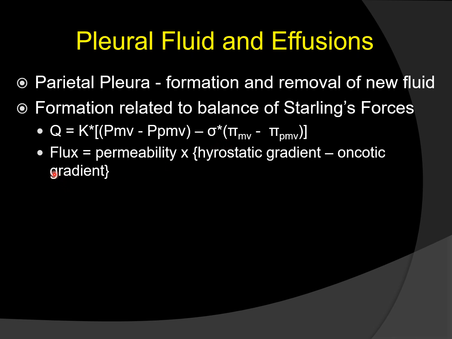So we know that the overall formula is that the movement of fluid into the pleural or any space outside the vascular space, which we call flux, is the product of the permeability times the difference between the hydrostatic gradient minus the oncotic gradient.